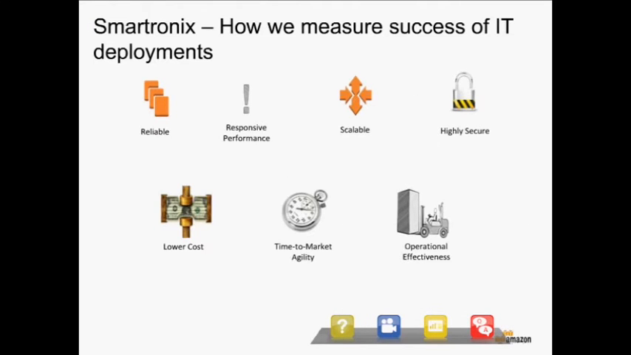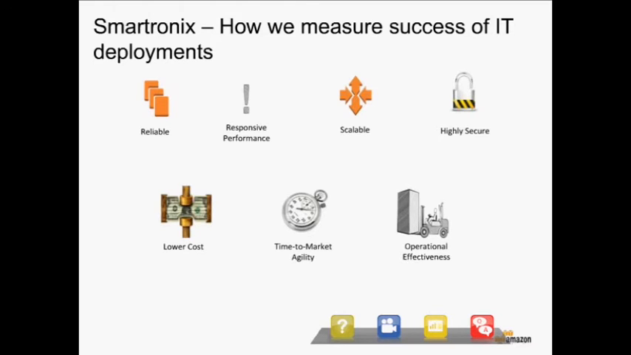So when we look at IT deployments, there are 7 criteria that we really use to measure the success of IT. The top 4 are basically service requirements, and the bottom 3 are platform requirements. At the end of this presentation, we're going to revisit these in the context of our case study where we deployed Exchange on AWS for one of our customers.